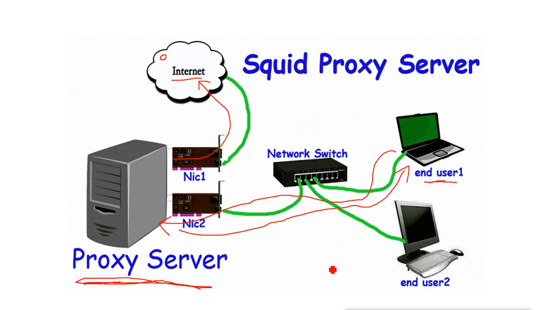The next thing we do is use it as an application layer firewall. Application level firewall means it can filter the traffic, because all these end users are going through this server.